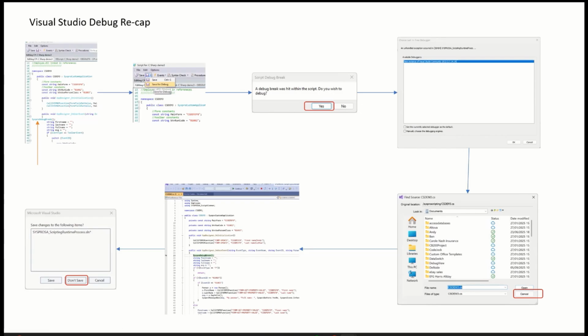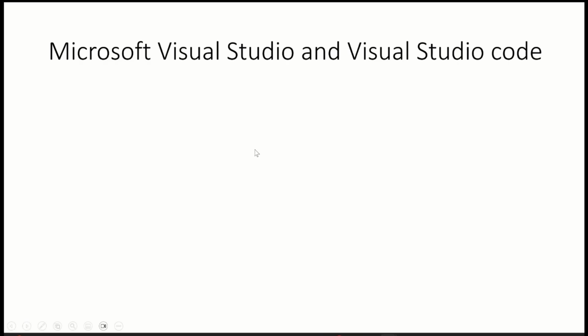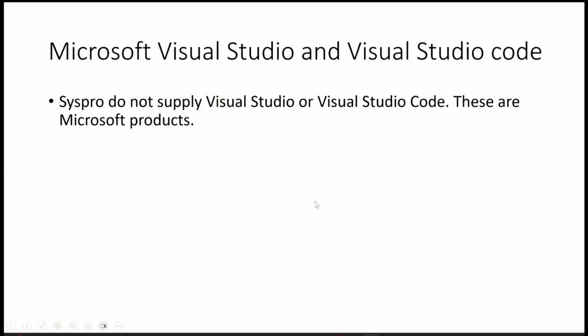So I'll leave you with that, and we will now start on our licensing. I just want to spend a couple of minutes to give you some pointers on the Microsoft licensing for Visual Studio and Visual Studio Code. First thing to note, though, is that Syspro don't provide either of these products. They're Microsoft products. So you have to navigate the Microsoft licensing models.